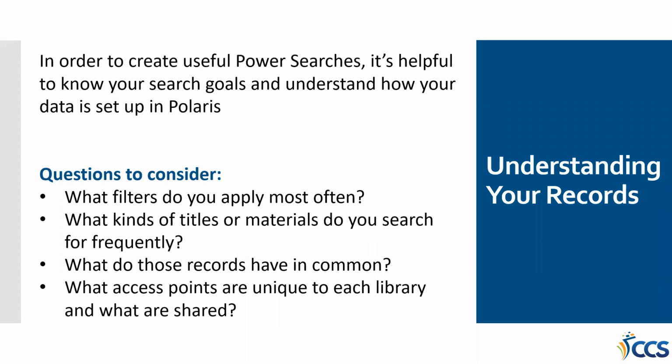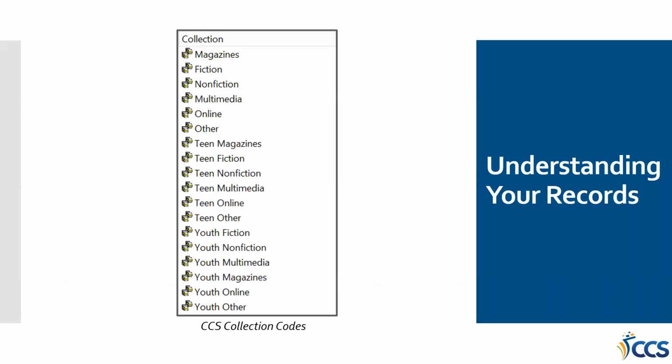In addition, since we're part of a consortium, or even if you're part of a multi-branch library, you also want to consider what access points are unique to each library and what access points are shared between all CCS libraries and branches in your group. So for example here, all CCS libraries use the same set of collections. Here they are listed in the screenshot. And this is going to bring us to our next demo.